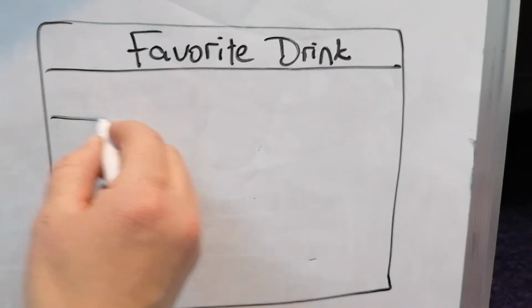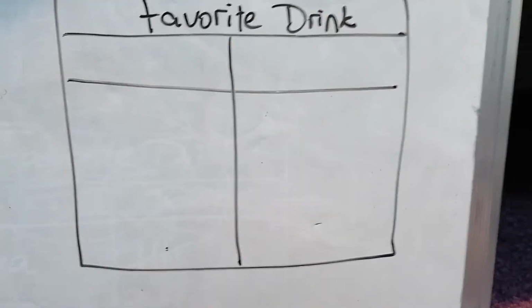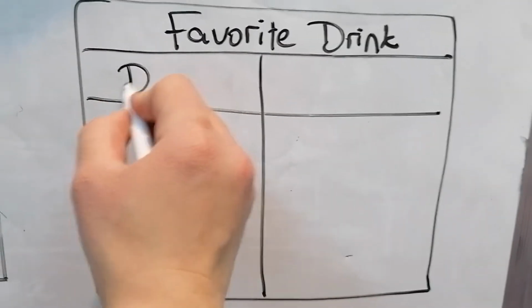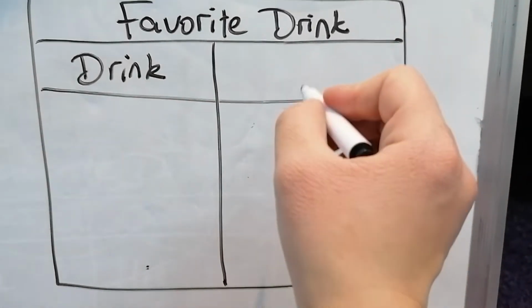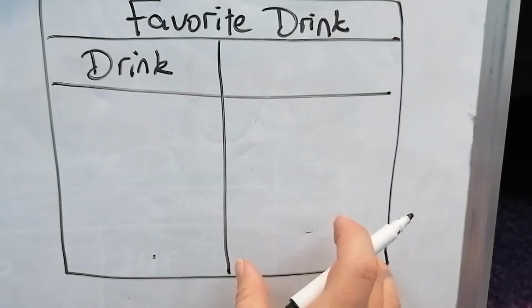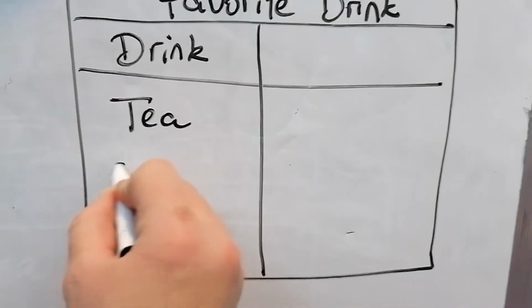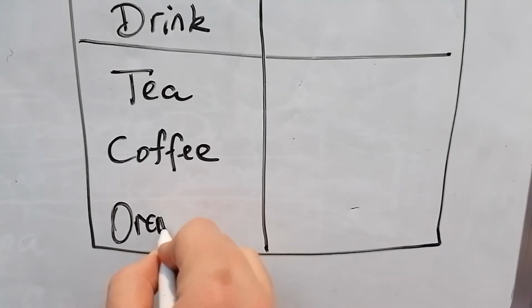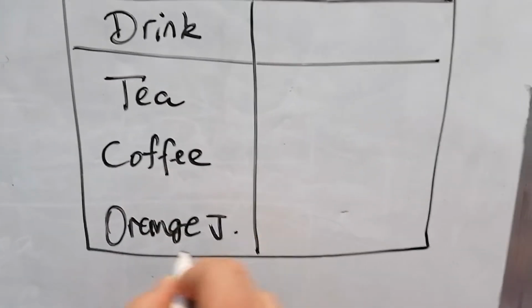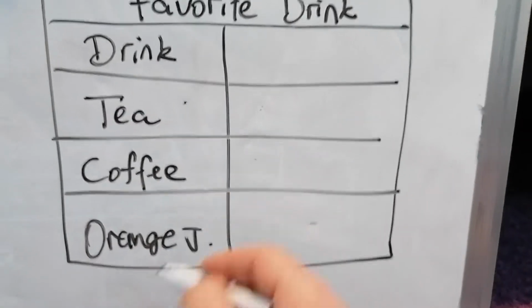Okay, and then we had to split this again and make a half like this. This was what drink did I offer and how many people chose. We're going to come to this part in a second. Here, I offered them tea, I offered them coffee, and I offered them orange juice. So they could choose their favorite drink from these 3 options, okay?